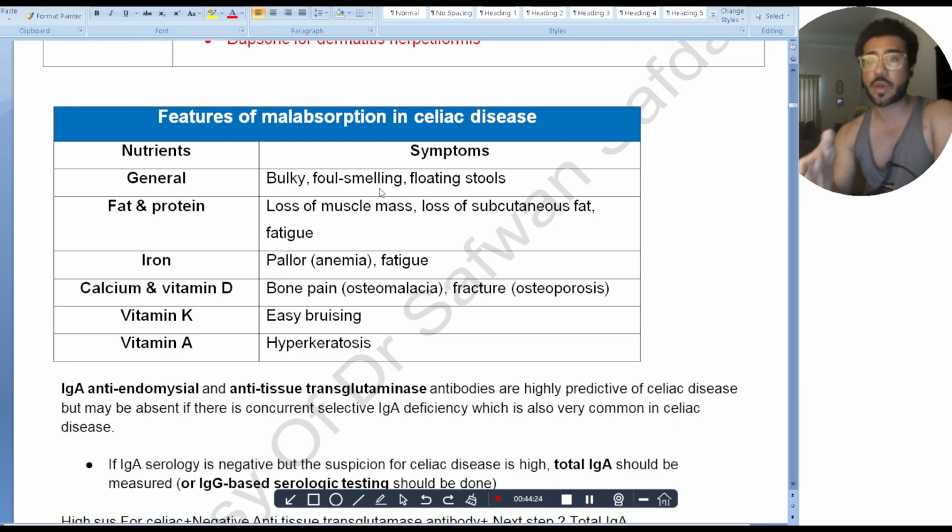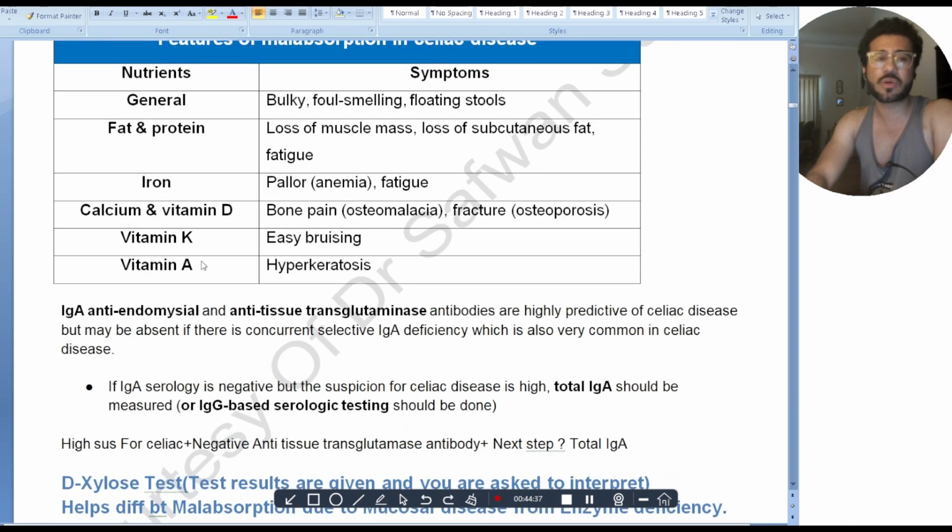Basically, what I'm trying to hammer in is that in case of all malabsorption disorders, you're going to get the same bulky, foul-smelling, floating stools. Fat and protein loss, loss of muscle mass, iron deficiency anemia, and malabsorption of calcium and vitamin D. Obviously, vitamin D is a fat-soluble vitamin, so malabsorption disorders also result in vitamin D deficiency. Vitamin K and A are also fat soluble, so you're going to get easy bruising.